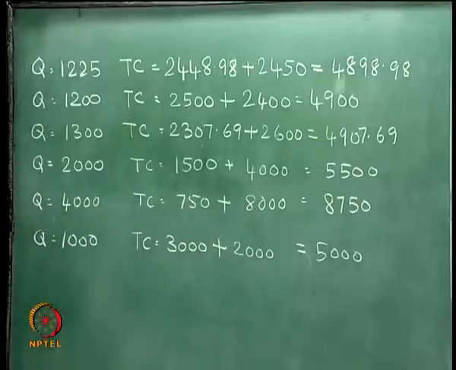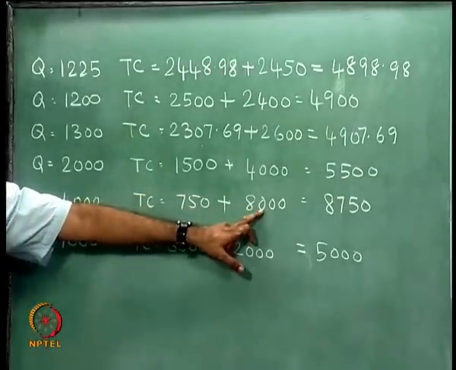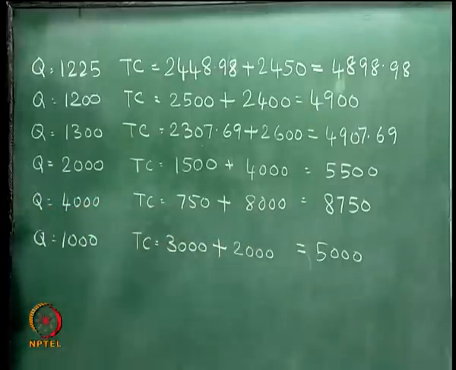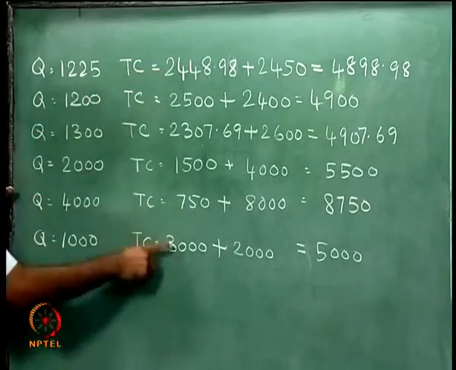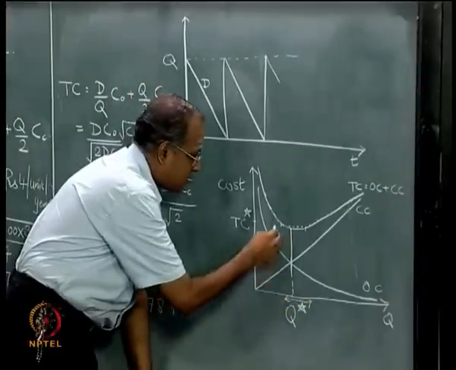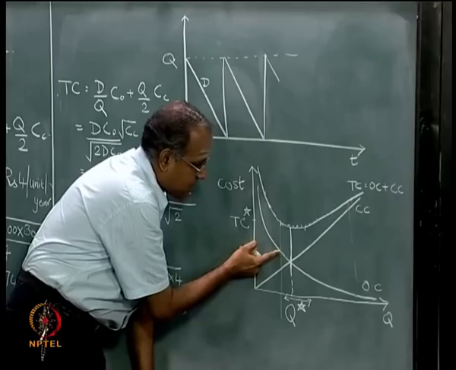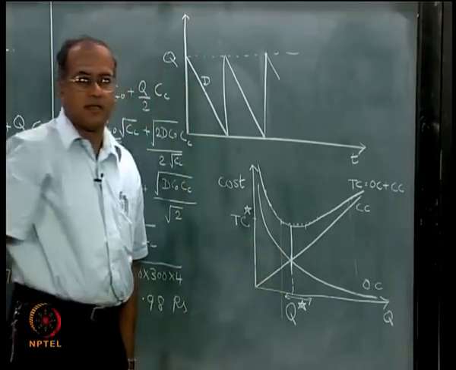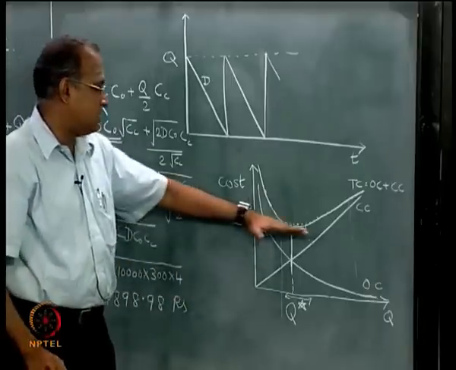At 4000, order cost is coming down, carrying cost is going up more. So if the order quantity is less than Q star, like 1000, you now see the order cost is going up and the carrying cost is coming down. So to the left of it, the order cost part is higher, the carrying cost part is lower, but the total cost will always be higher because this is the minimum.